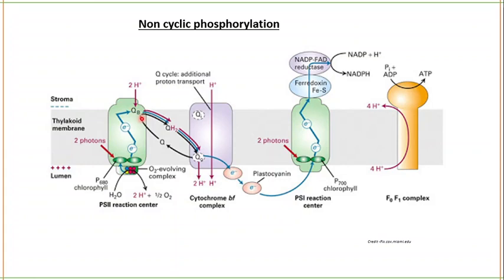Okay, fine. Now, after transferring 2 electrons, this P680 needs more electrons. So to obtain more electrons and get back to its original state, P680, after the transfer of electrons, becomes P680 plus. So to regain its original position, what does it require? It requires more electrons. That electron it gets from the water molecule. And how will it get the electrons from the water molecule?